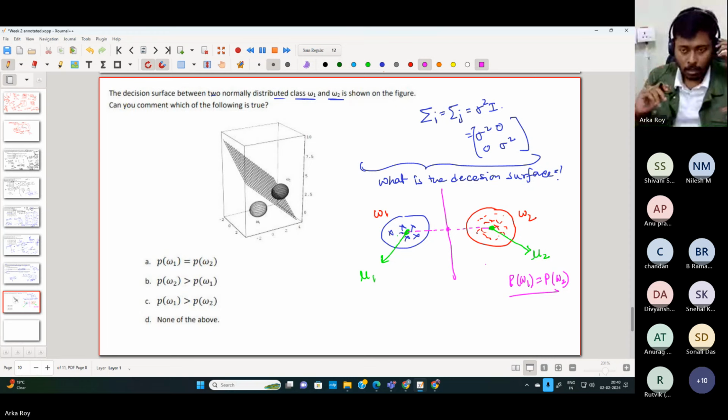But under that condition, it will not be a perpendicular bisector. The perpendicular bisector only comes into the picture when the prior probabilities are the same. If they are not the same, the decision surface will still be orthogonal, but it will be shifted. Sir, if the prior probabilities are the same, it's the midpoint line joining them, right? Yes, then it will be the perpendicular bisector. That's what you have told.